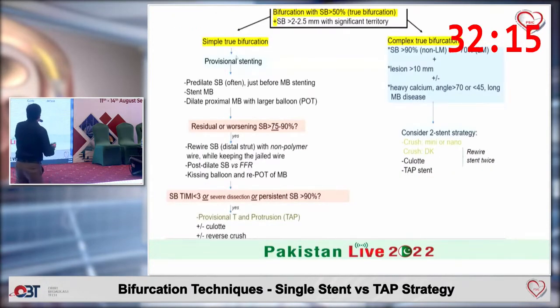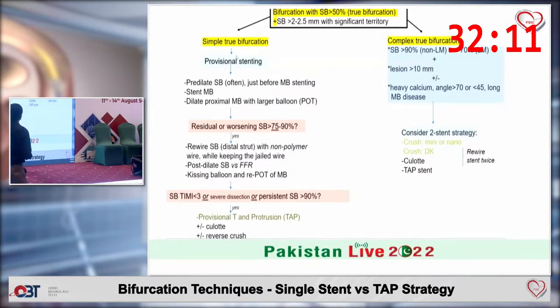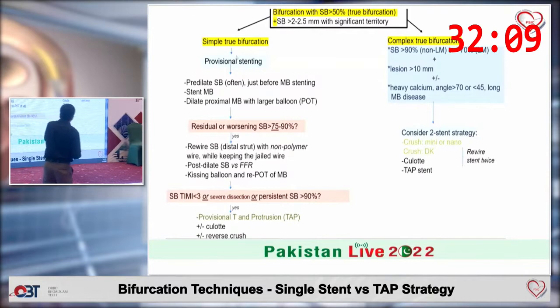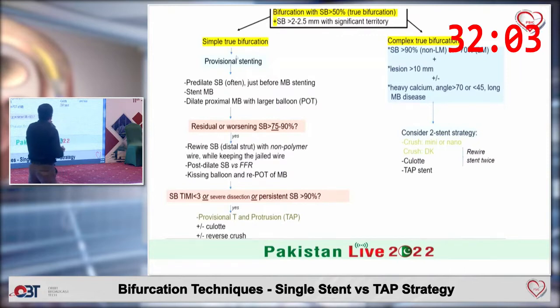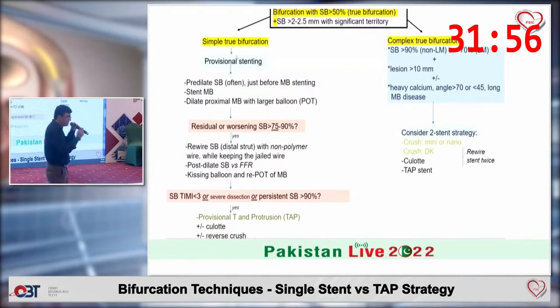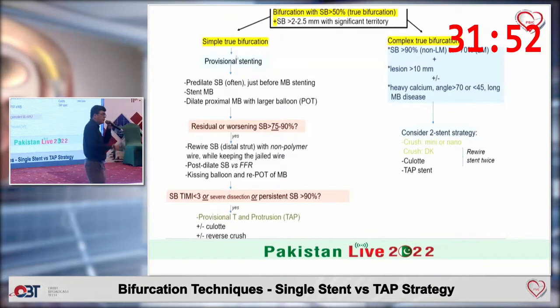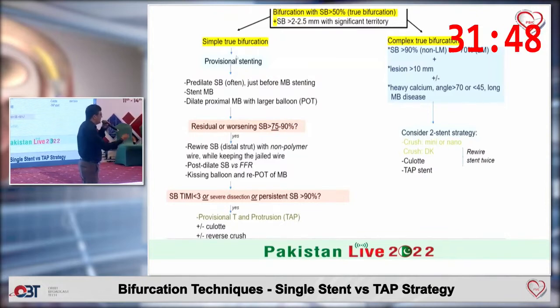So this is the same algorithm which is going on. We studied the simple true bifurcation, the provisional stenting. If there is residual or worsening side branch stenosis, more than 75 to 90% with compromised TIMI flow, we rewire, we post-dilate the side branch, we perform kissing balloon. Only if there is persistent stenosis more than 90%, even at times you sit there, give some nitrates, give them some glycoprotein 2B3A inhibitors if the side branch is going down. And even still, at times you see much better results.